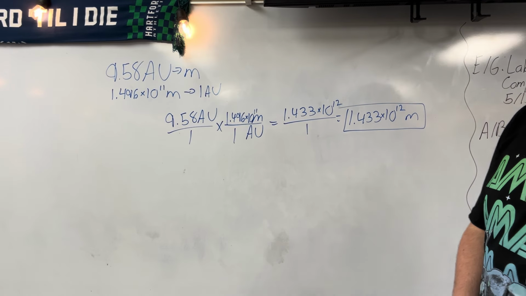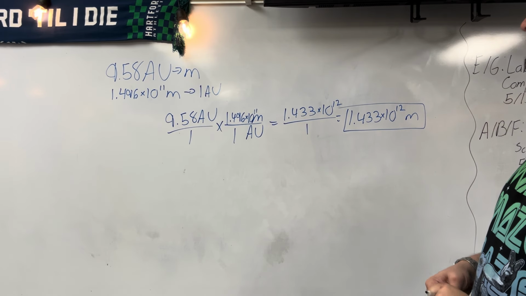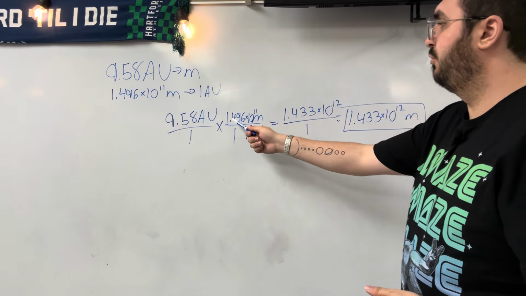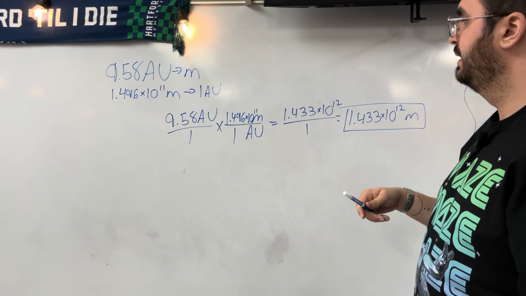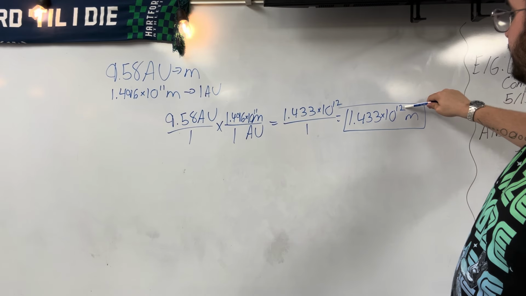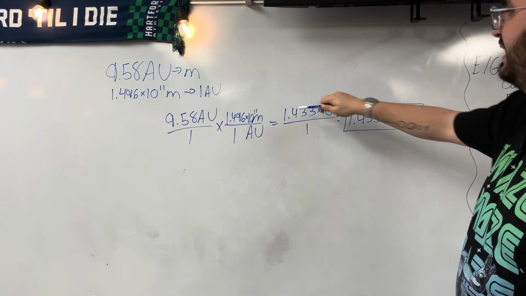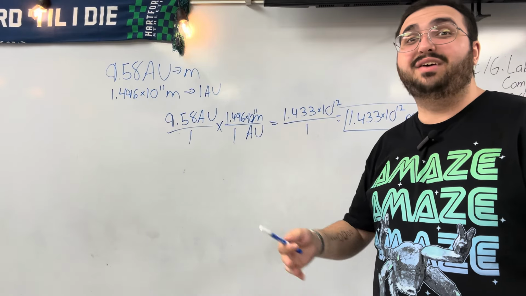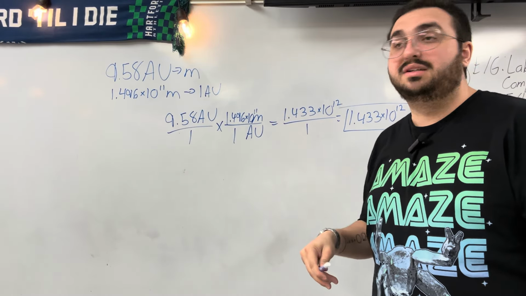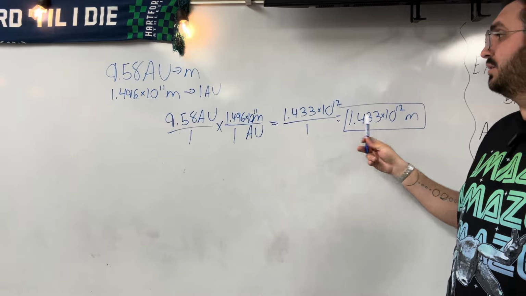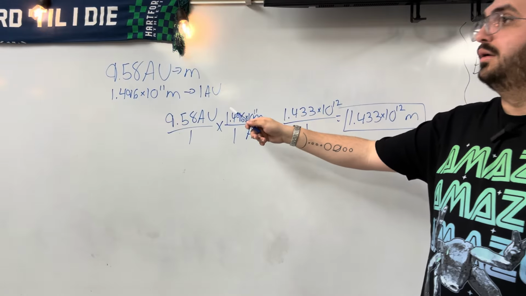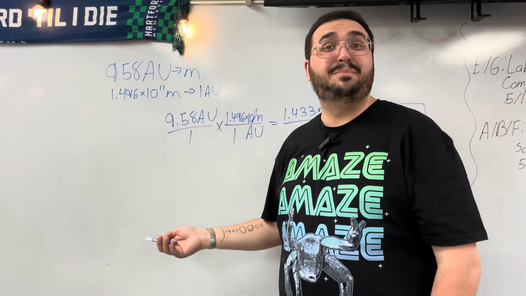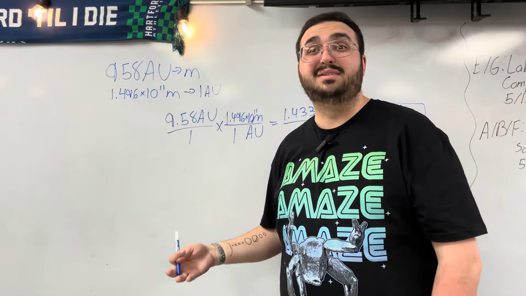Now, because it's a scientific notation, it may be tempting to say, this number doesn't seem much bigger. In fact, it's actually looking smaller. I went from 1.496 to 1.433. But pay attention to what happened to the exponent. It went from 10 to the 11 to 10 to the 12. So what we've essentially done is we've added an extra 0. So this number is 10 times bigger than this number, which roughly works out with what we had up here. Right? 9.58 is about 10, so we should get an answer that's about 10 times bigger.